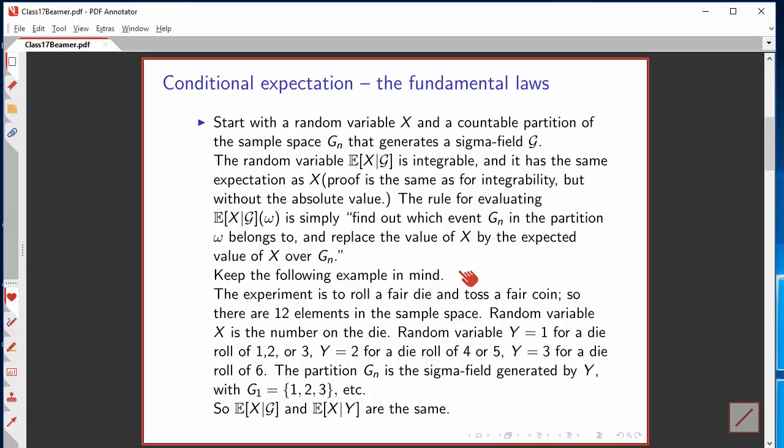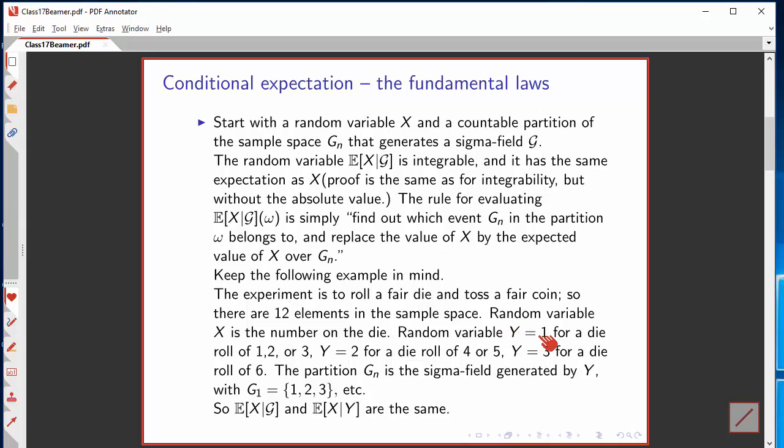Here's an example that I'm going to be using on the next page to illustrate this. The experiment is we roll a fair die and we toss a fair coin. That means there are 12 elements in the sample space. A typical element would be a 3 on the die and the coin comes up heads. The random variable X will simply be the number on the die. That is, it will assign to 3 and heads the number 3.